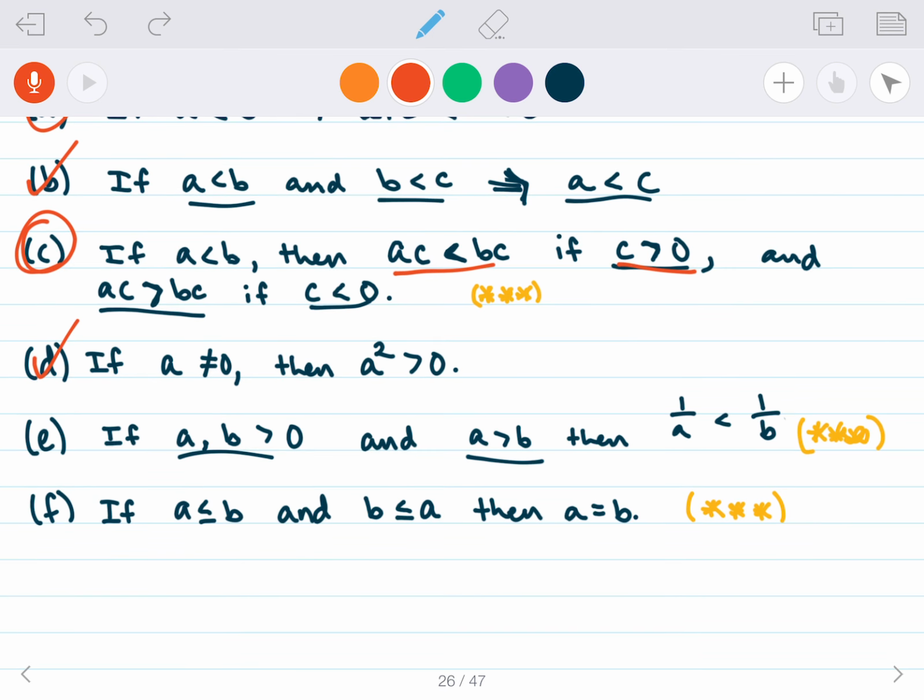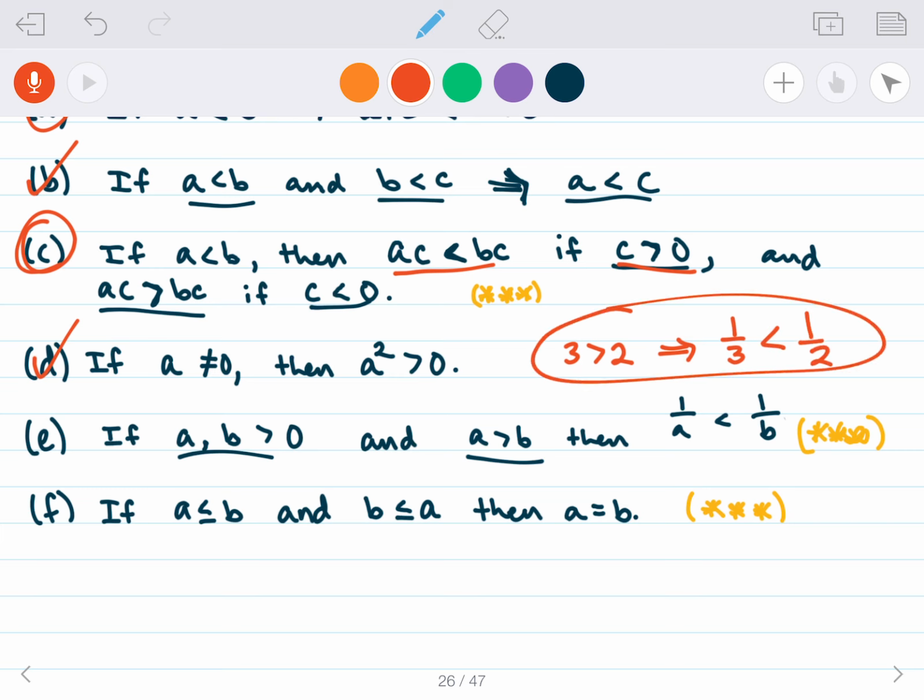Okay, the next one is if you have 2 positive real numbers, one's bigger than the other, then it's order reversing when you take the reciprocal. So for instance, if you have the number 3 is greater than 2, well, that means that a third is less than a half. So the order reverses when you take the reciprocal.